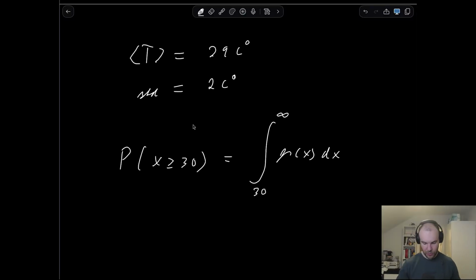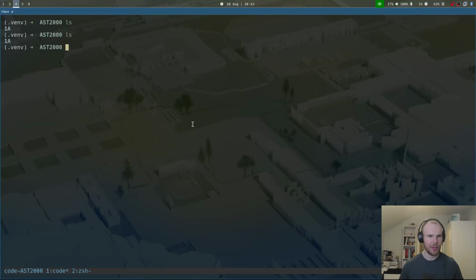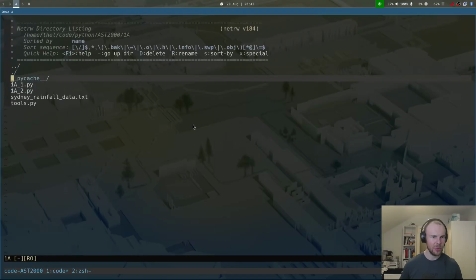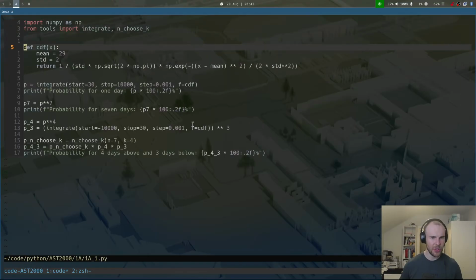Okay, and this we do in Python. We already have 29 and 2. If I go back to Python, I could do this from scratch, but that's boring. It's pretty easy to understand. So let's go back to the code 1a. Here's the CDF, right? The mean value is 29, 2 is the standard deviation, and I of course just use the normal distribution here. That's the CDF, and then we integrate that function and write the probability.